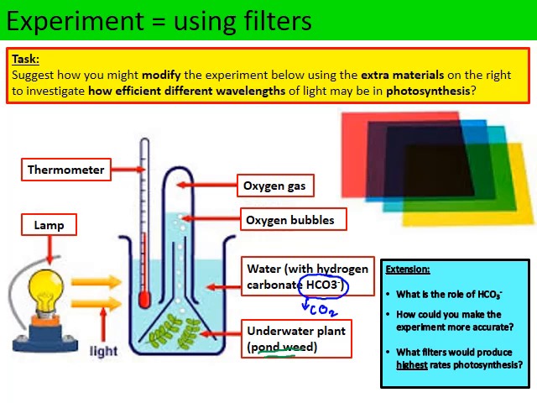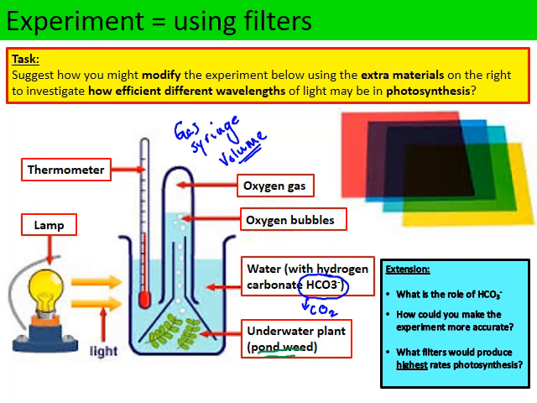Now, the extension says, how could we make this experiment more accurate? Well, instead of counting the number of oxygen bubbles being produced over unit time, we could actually collect the oxygen gas using a gas syringe. Now, a gas syringe will collect the O2 gas being given off, and it will give us a measurement of volume. So we can actually measure the volume of oxygen gas being produced as opposed to counting the bubbles.